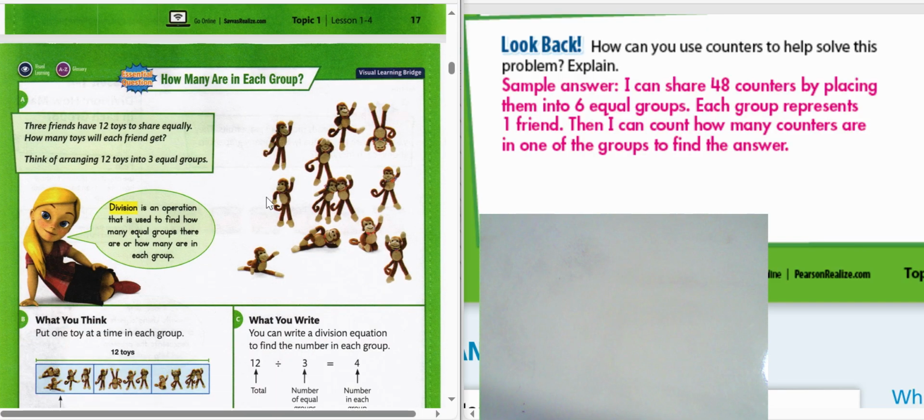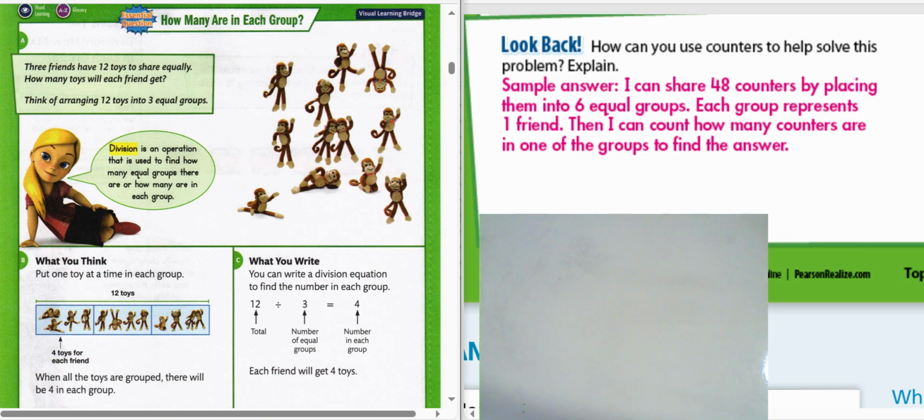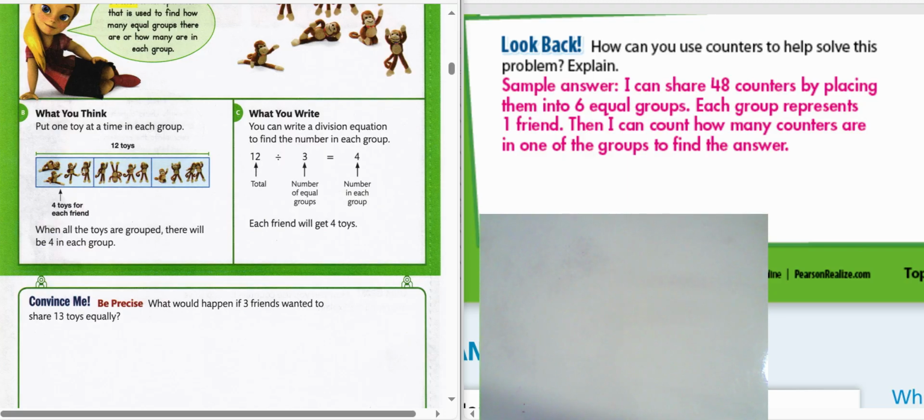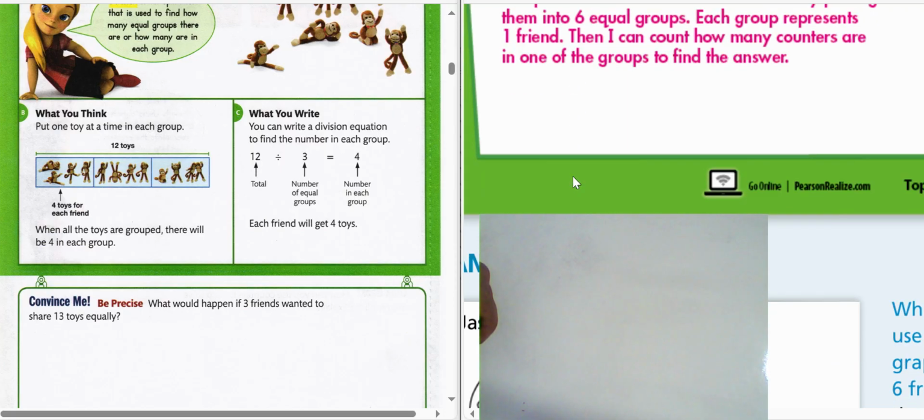Next question. 3 friends have 12 toys to share equally. How many toys will each friend get? We can divide 12 by 3. 12 divided by 3 equals 4. Then each one gets 4 in each group. Okay, the number of toys will be 4. We can divide 12 by 3 equals 4. You can do this by any method. Like this, you can draw the number line or the bar chart.